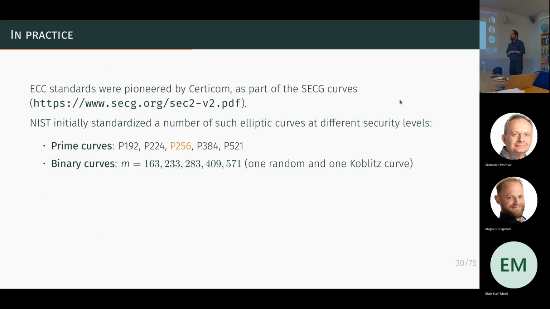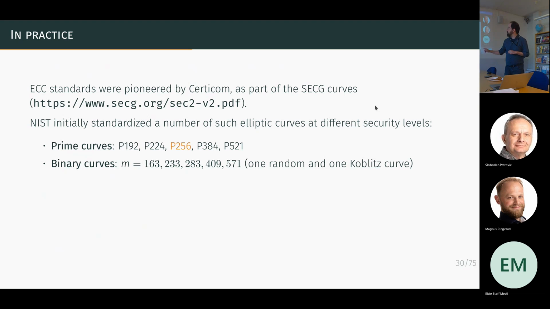In practice, when the first standard for elliptic curve cryptography came about, they standardized several prime curves. P256 is the one you've probably used the most, even without knowing. It's the most widely deployed among the standardized curves. I have other examples of curves standardized much later, and also a selection of binary curves. So the initial standards came with both Koblitz and non-Koblitz curves for several different field sizes.